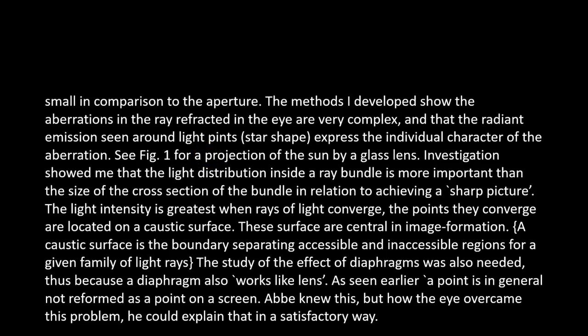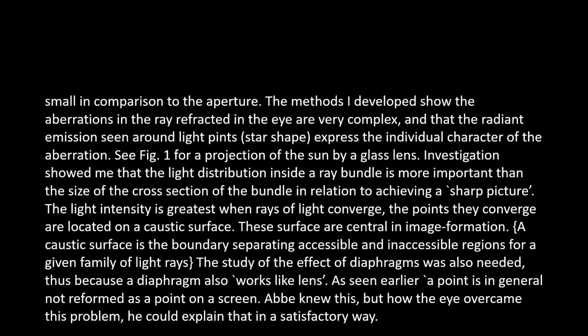Investigations show me that the light distribution inside the ray bundle is more important than the size of the cross-section of the bundle in relation to achieving a sharp picture. The light intensity is greatest when rays of light converge. The points where they converge are located on a caustic surface. These surfaces are central in image formation.